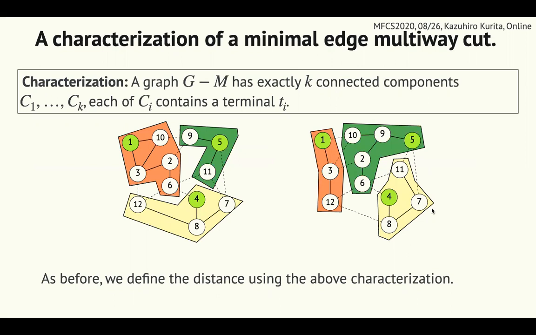Next, we propose a polynomial delay and polynomial space enumeration of minimal edge multiway cuts. In this algorithm, we achieve a polynomial space enumeration. The key point is a combination of a supergraph technique and the reverse search. We also introduce a similar characterization. A minimal edge multiway cut can be represented by a partition of vertices, with each set of vertices in the partition corresponding to a connected component. We use this characterization to define the distance.